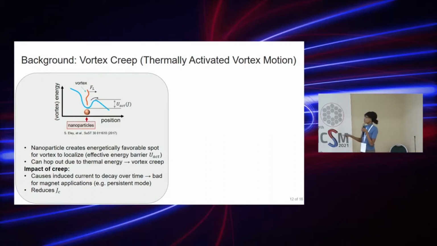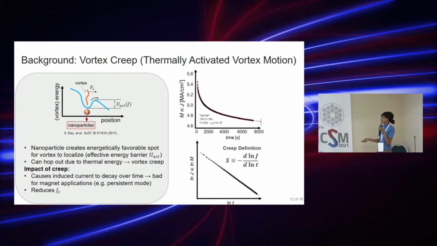So basically, vortex creep is thermally activated vortex motion. And if you induce a current, it would result in a decay in this current over time. This also directly results in reducing JC, whether you're doing the measurements with transport measurements or magnetization. We measure creep through magnetization measurements. And to do this, first we establish the critical state, and then we repeatedly measure the magnetization over time. And we can observe the decay over time.